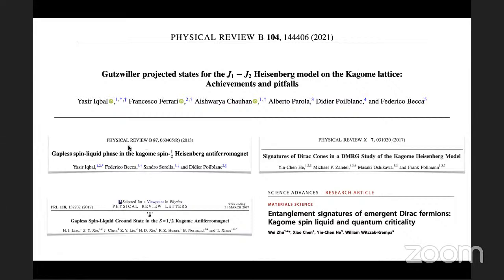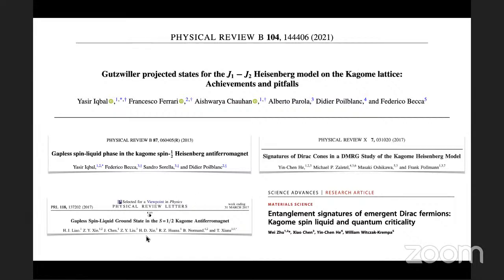In particular, variational Monte Carlo was one of the first to claim this scenario of a Dirac spin liquid as the ground state. This was later corroborated very strongly by a state-of-the-art density matrix renormalization group study by Yin-Chen He, Mike Zaletel, Masaki Yoshikawa, and Frank Pollmann, which appeared in Physical Review X, where they used the idea of flux threading to pin down the momenta of the Dirac cones using special boundary conditions.